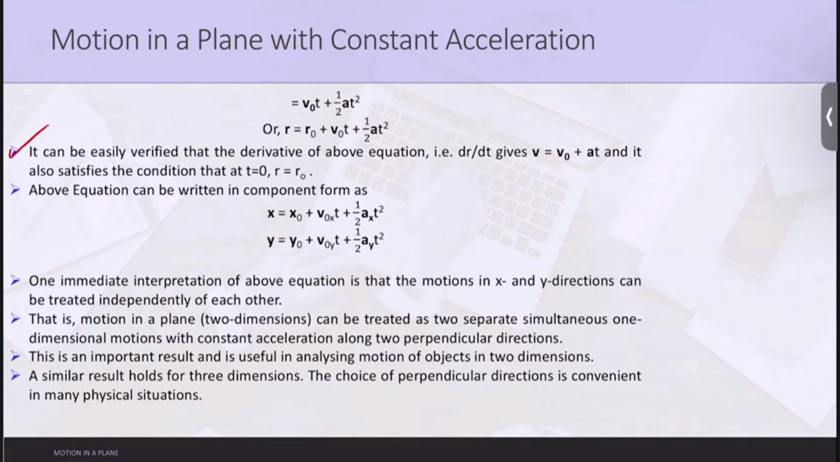So what this line is explaining here is that at t equal to 0, r is equal to r0. Now let me explain this here. What the second kinematical equation told us is that r is equal to r0 plus v naught t plus half at square.